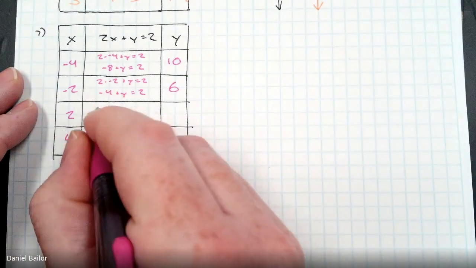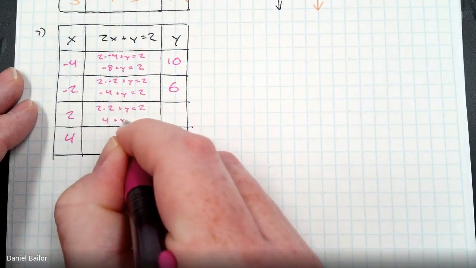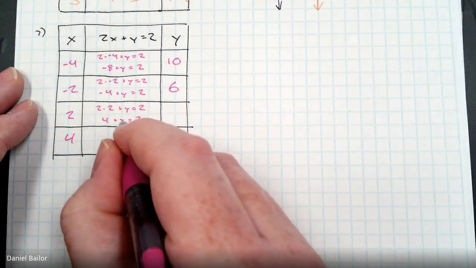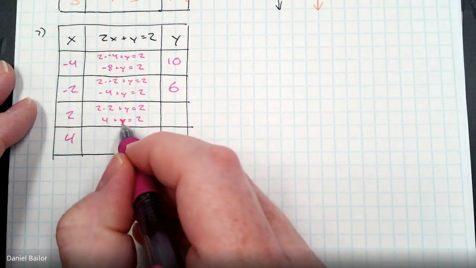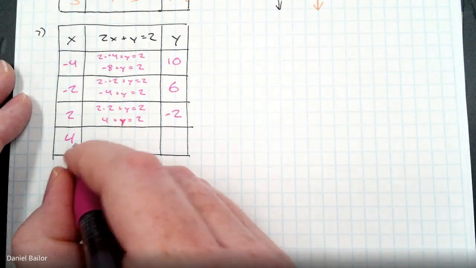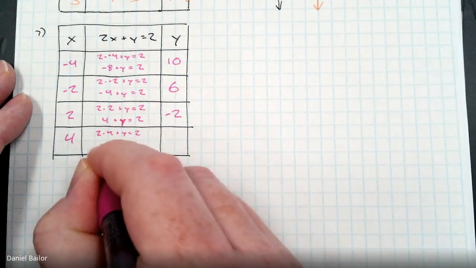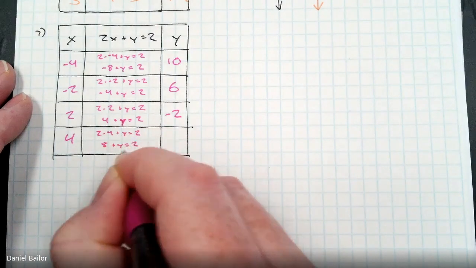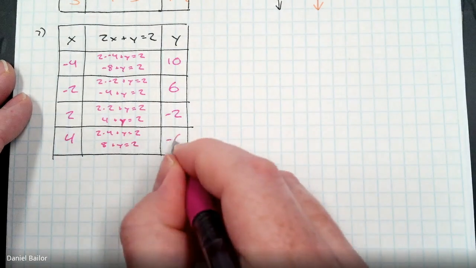When x is 2, I get 2 times 2 plus y equals 2. That's 4 plus y equals 2. This time I have to take 4 away from both sides to get y by itself. So 2 minus 4 is -2. When x is 4, I get 2 times 4 plus y equals 2. That's 8 plus y equals 2. Take 8 away from both sides. This turns into 0, and this turns into -6.